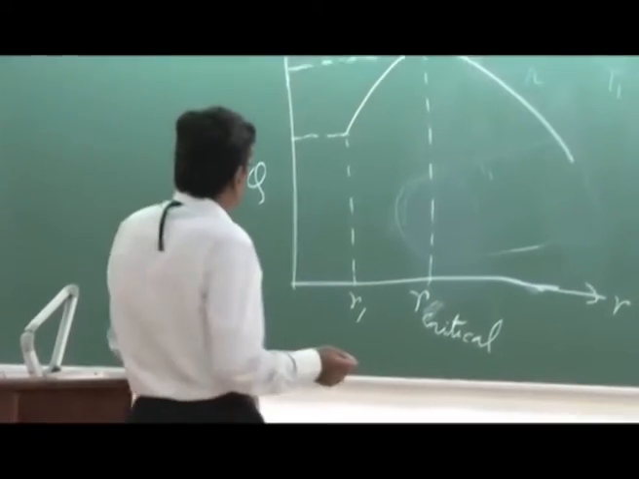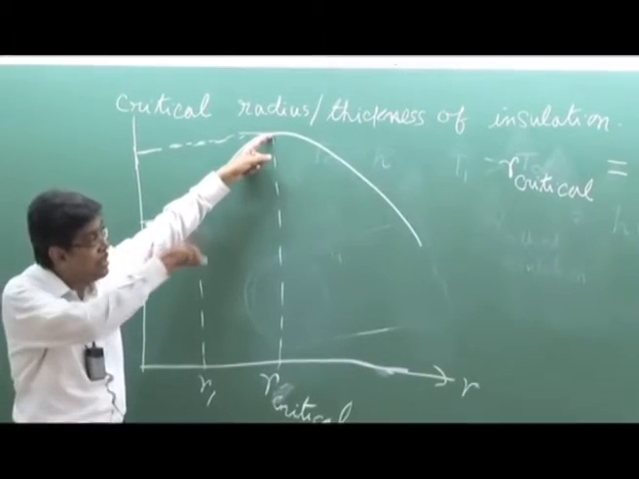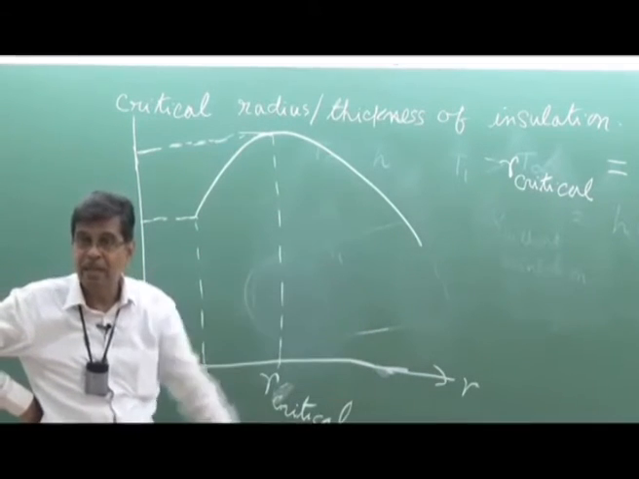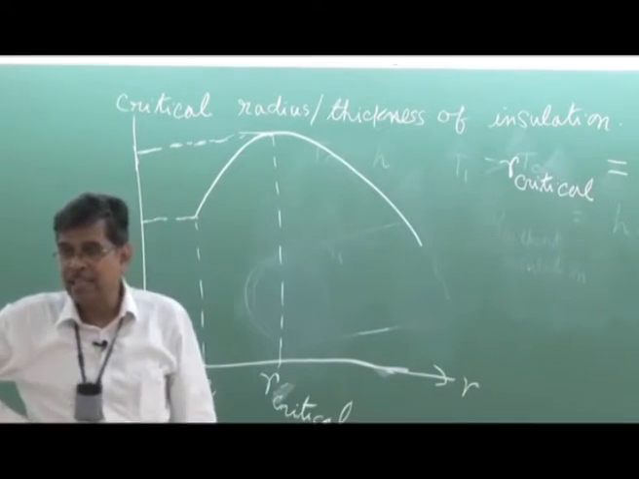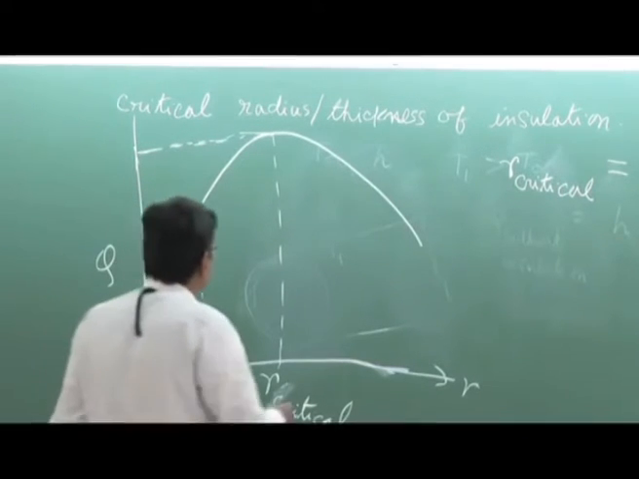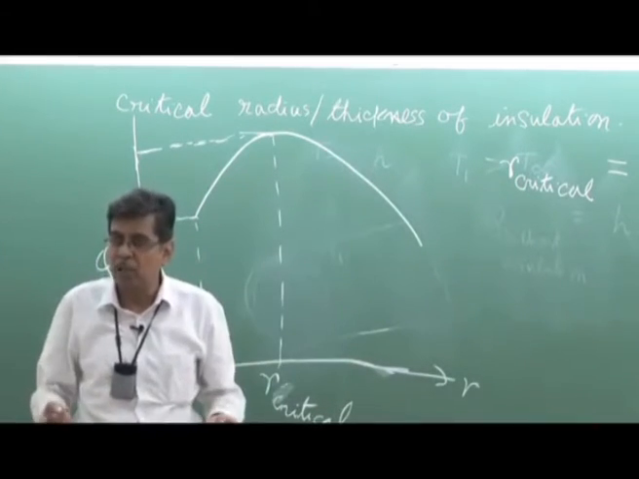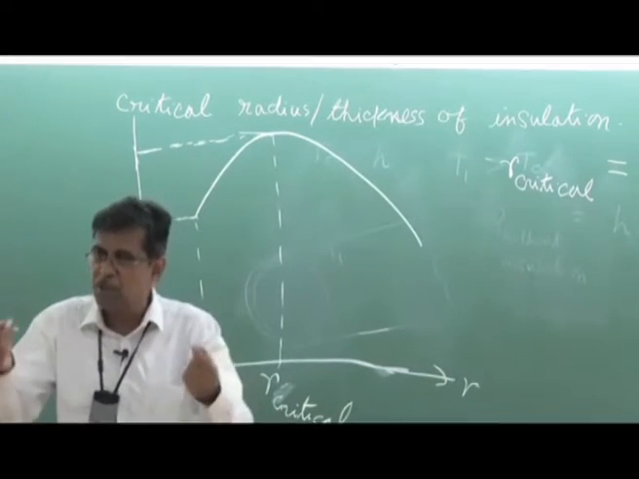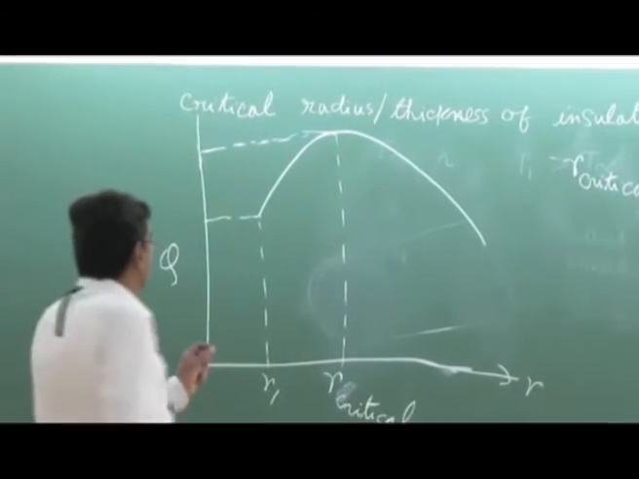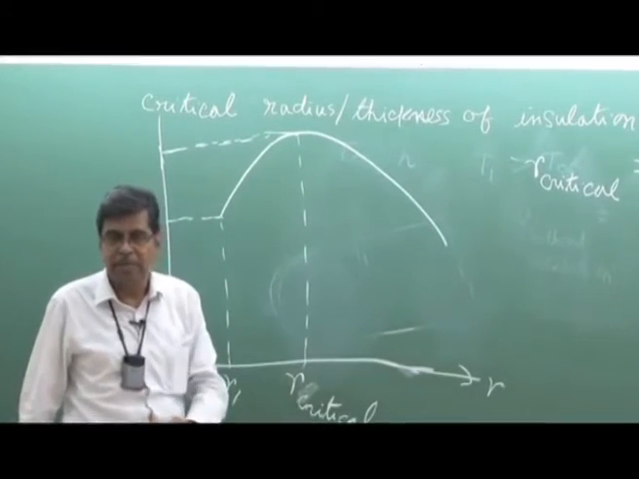That means we have to ensure that the actual thickness of insulation in practice must be higher than the critical thickness or critical radius. Rather, thickness, as used in the heat transfer book, is R2 minus R1. It is used colloquially, people say thickness but use the nomenclature radius. So I will say the radius. It should be higher than the critical radius of insulation.